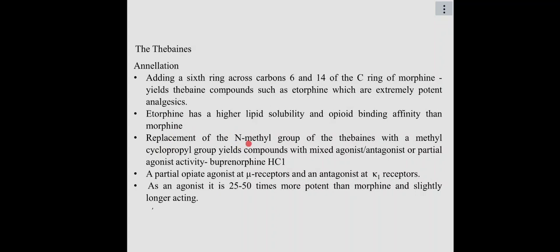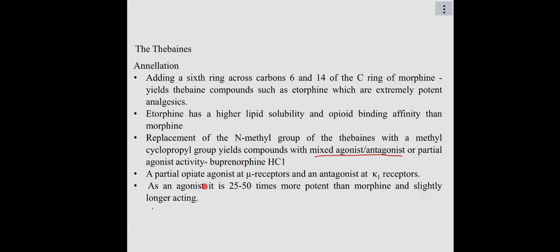Replacement of the N-methyl. So the same thing we were discussing. Again, the structural changes that we have done on morphine can be done on most of these structures. So we are saying again, replacement of the N-methyl group. Of course, etorphine, the thebaine, has an N-methyl group. Replacing it with a methyl cyclopropyl group, like what we did mention is found in naltrexone, yields compounds with mixed agonist-antagonist or partial agonist activity. For example, we have the compound we call buprenorphine, and buprenorphine is known to be a partial agonist.